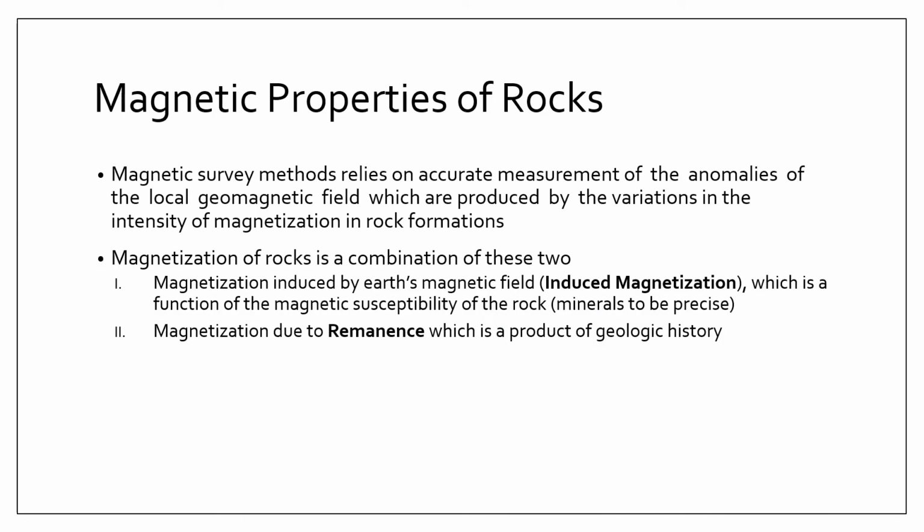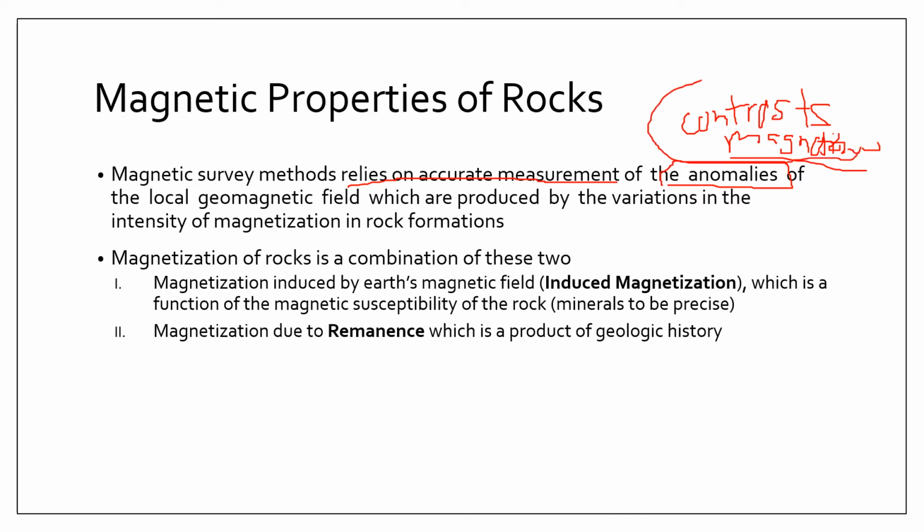Now, to put things in context, magnetic survey methods need an accurate measurement of your magnetic anomalies, or contrasts in magnetization. Sorry, I have bad handwriting. But going back, you're looking for differences in magnetization in a particular area, and this is mostly due to the differences in magnetization of your rock formations.